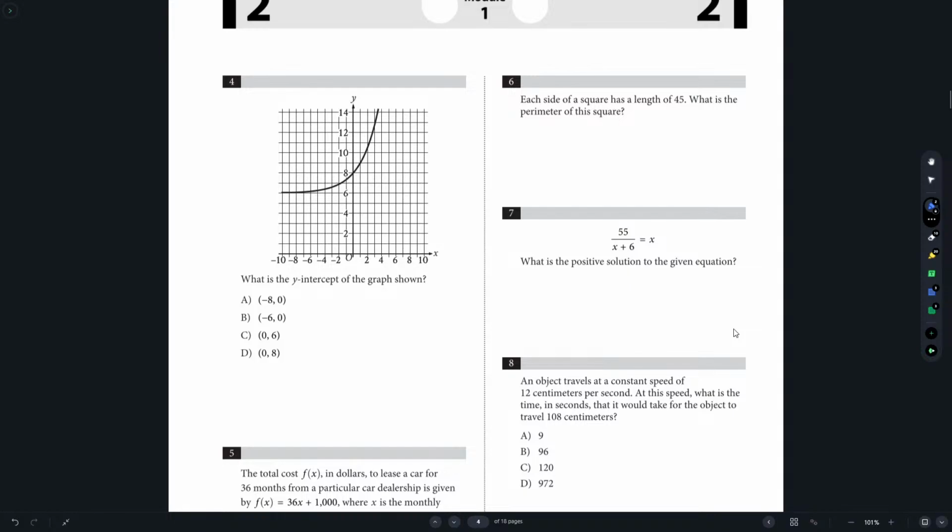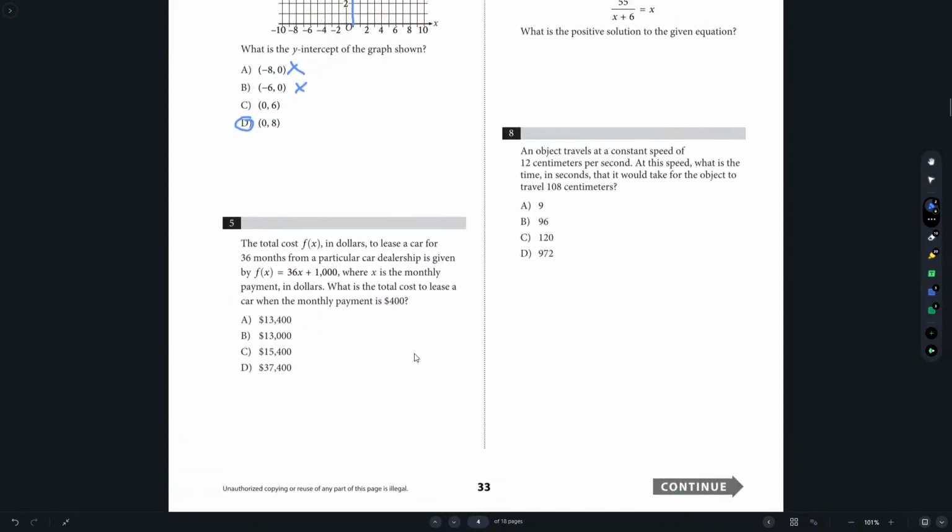What is the y-intercept of the graph shown? Well, the y-intercept is when this line crosses the y-axis, and that happens when y is equal to 8, which is at 0. So first B and A are obviously wrong. So that's 0, 8.